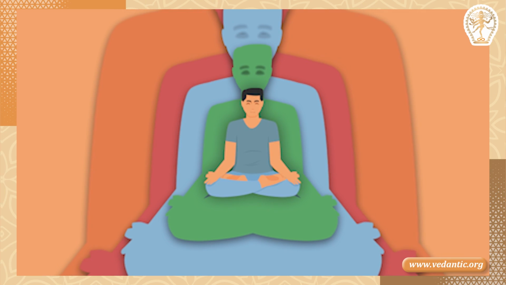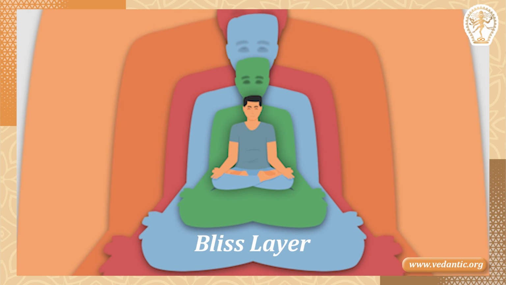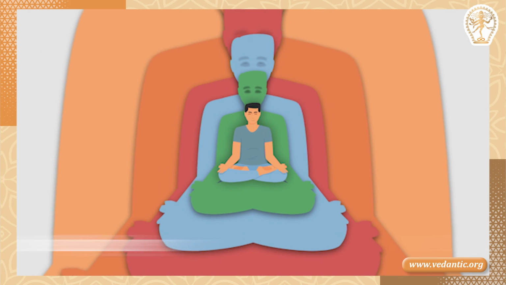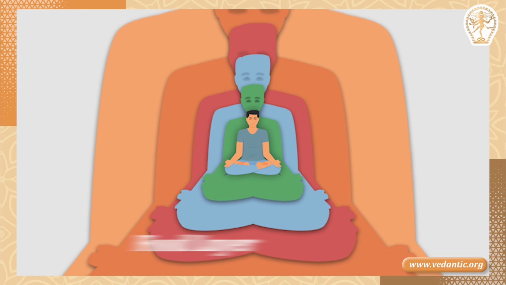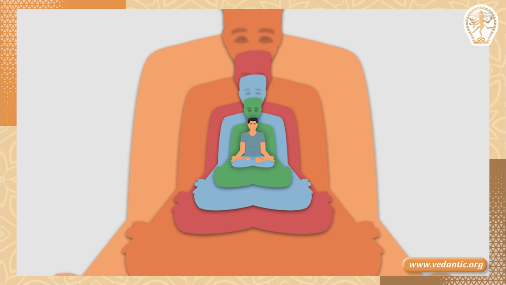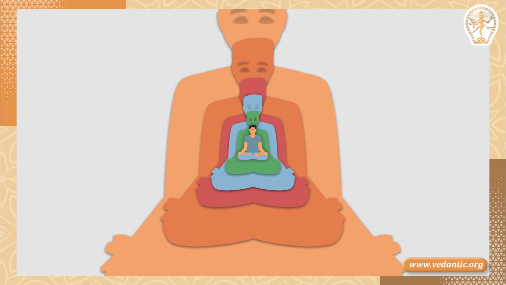Now again, the order of subtlety applies here as well. In the earlier analysis we saw the causal body is the subtlest, the next subtle is the subtle body, then the gross body. That was the order of subtlety. Likewise here, of the five layers, the subtlest of all is the bliss layer. Then comes the intellectual layer, then the mental layer, energy layer and food layer. So this is the order of subtlety in terms of the five-fold personality layers. Now we will take up one by one and analyze.